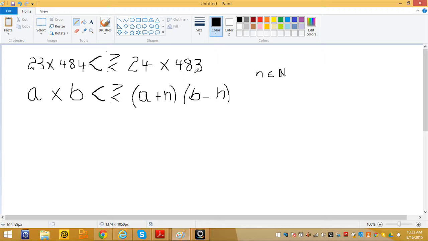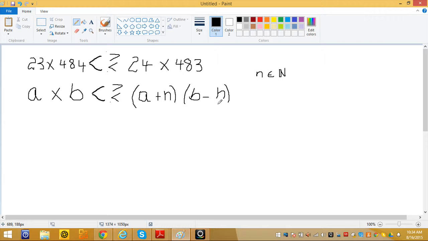So we're going to make a generalization, whatever the case. Every time you have a multiplication where you add a number to one term and subtract the same number from the other term, will it be greater or less? So remember, we're going to make a generalization. We have an example, a times b, and we're going to compare it with a plus n times b minus n. Remember, n is a natural number.